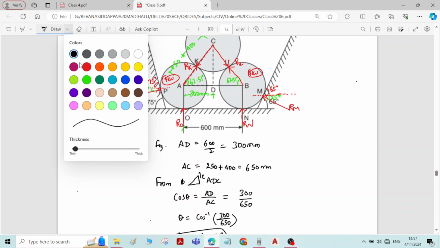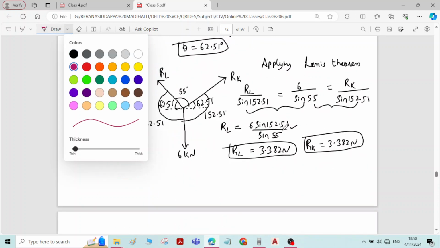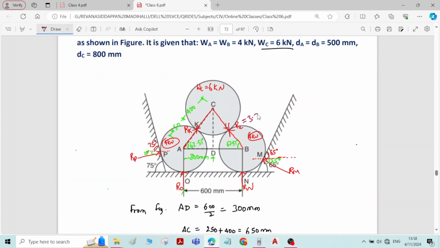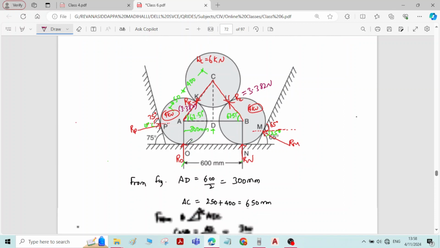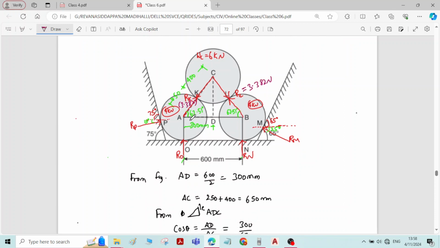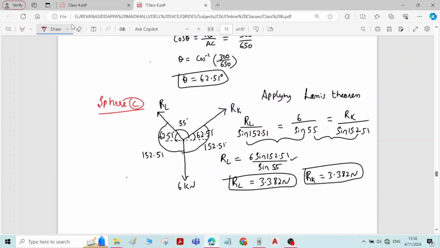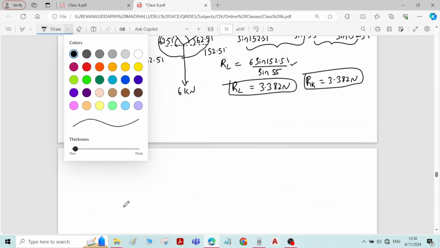Now we got RK and RL values. Let me write those answers here. 3.382 kilonewton, 3.382 kilonewton. Okay. Now you can select either sphere A or sphere B. For both the spheres only two unknowns. For sphere A, RP and RO are the unknowns. RK we have already calculated by considering the sphere C. Initially I will consider sphere A now.